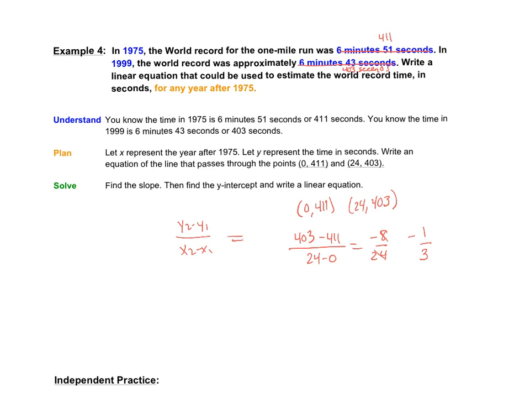And we can find b by using one of those ordered pairs. So y equals mx plus b. 411 equals negative 1/3, my m, times my x of 0 plus b. So 411 is equal to b. So now I can write my final equation. y equals negative 1/3 x plus b, so plus 411.